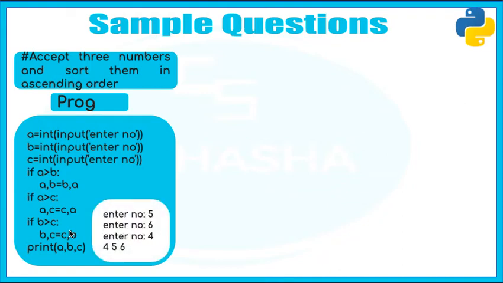So for example, if there are three numbers A, B and C as 5, 6 and 4 that you're trying to execute, then after the execution of these commands, you will see the answer as 4, 5, 6, which means A has been changed to 4, B has been changed to 5 and C has been changed to 6.